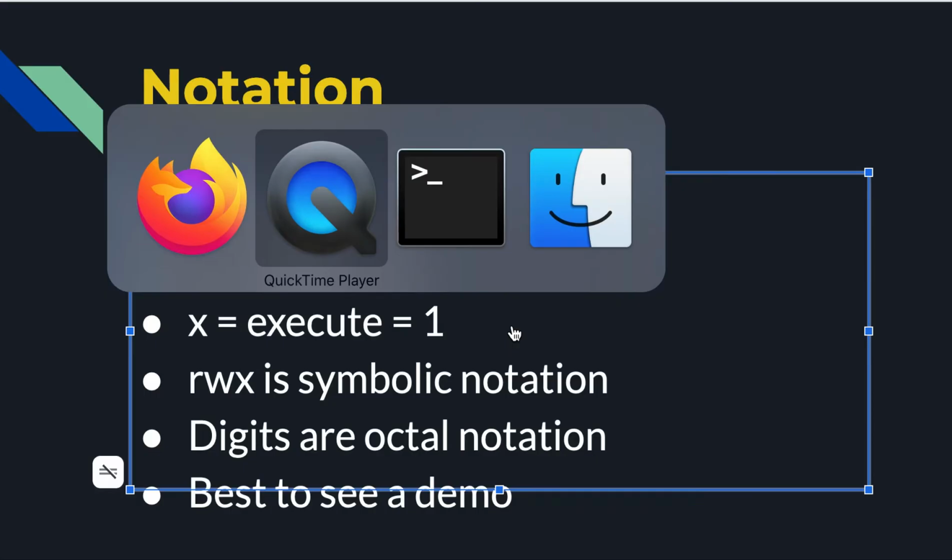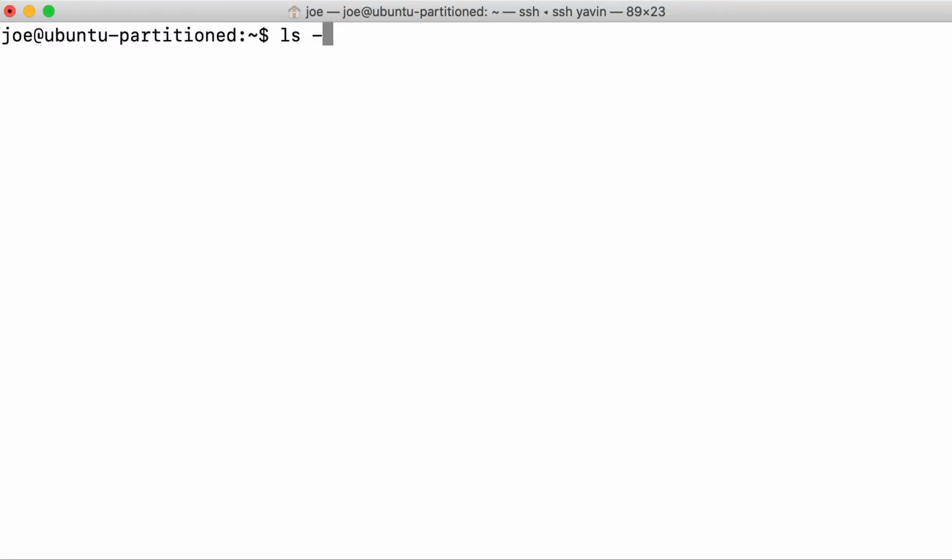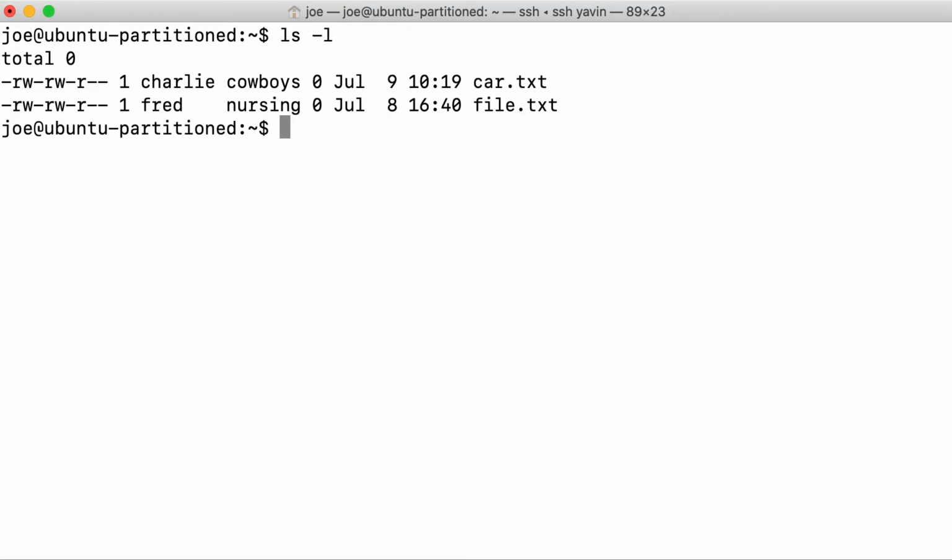So let me start off with an example over here. So if I do ls minus l, recall that we have permissions here. Now the permissions are actually given over here in this left column. And we already know R stands for read, W stands for write. And we don't see the execute bit set anywhere on this. And it's not very common to see that.